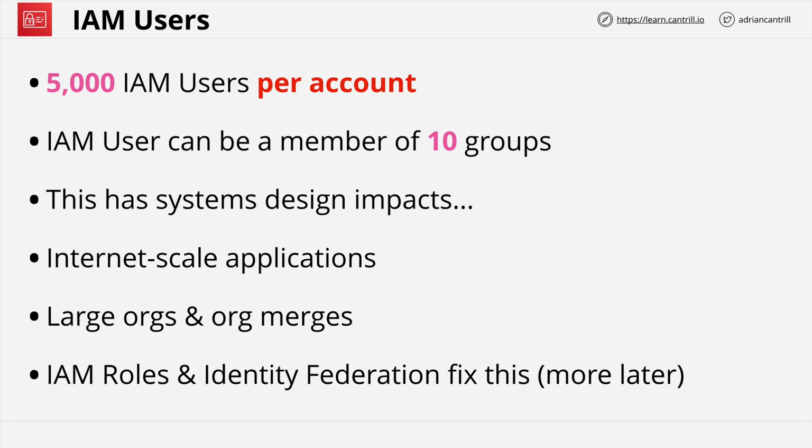At this stage, I want you to take away one key fact, and that is this 5,000 user limit. If you are faced with an exam question which mentions more than 5,000 users or talks about an application that's used on the internet which could have millions of users, and if you see an answer saying create an IAM user for every user of that application, that is the wrong answer. Generally with internet scale applications or enterprise access or company mergers, you'll be using federation or IAM roles, and I'll be talking about all of that later in the course.